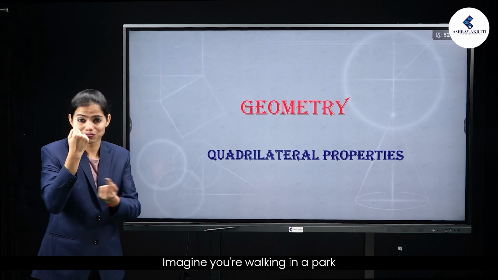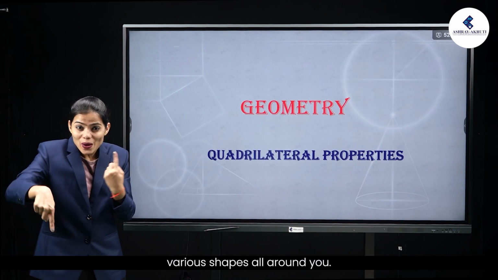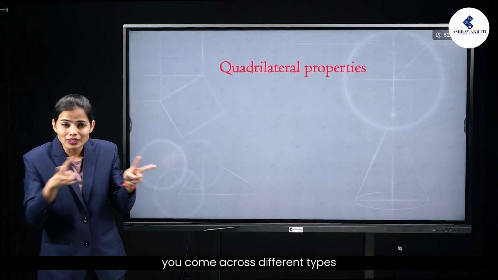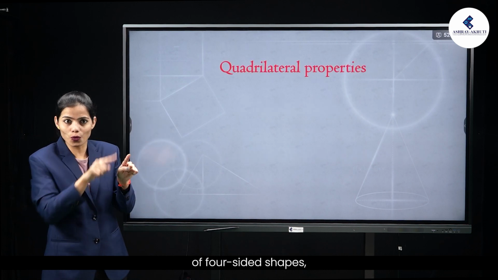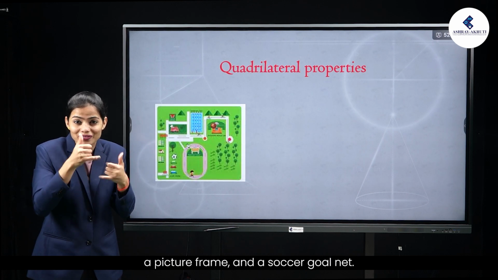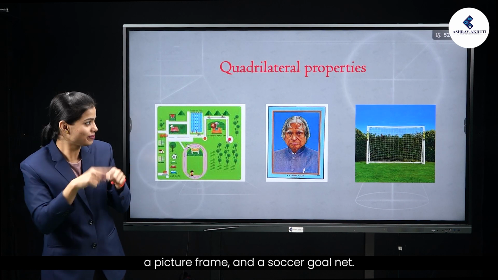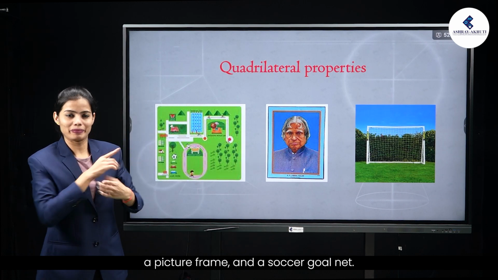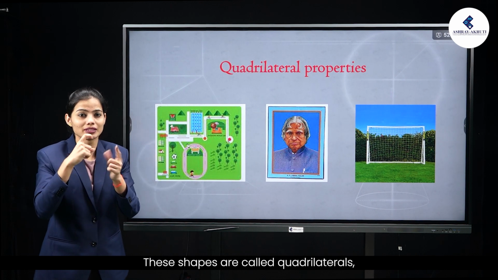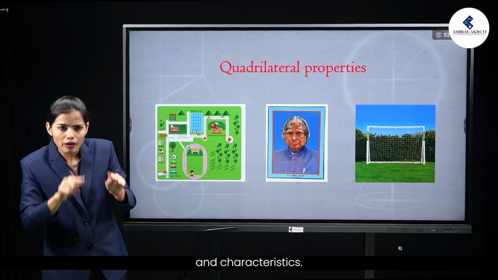Imagine you are walking in a park and you notice various shapes all around you. As you observe, you come across different types of four-sided shapes such as a playground slide, a picture frame and a soccer goal net. These shapes are called quadrilaterals and they have unique properties and characteristics.